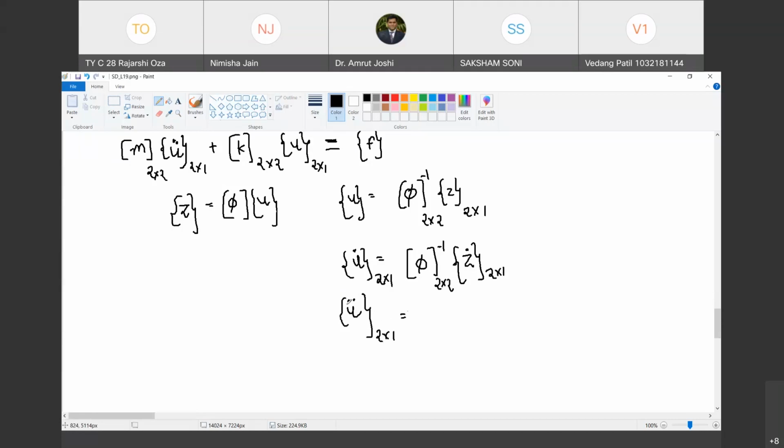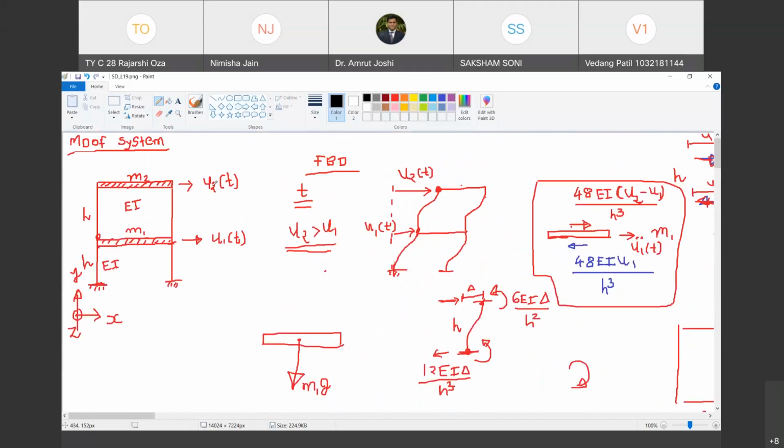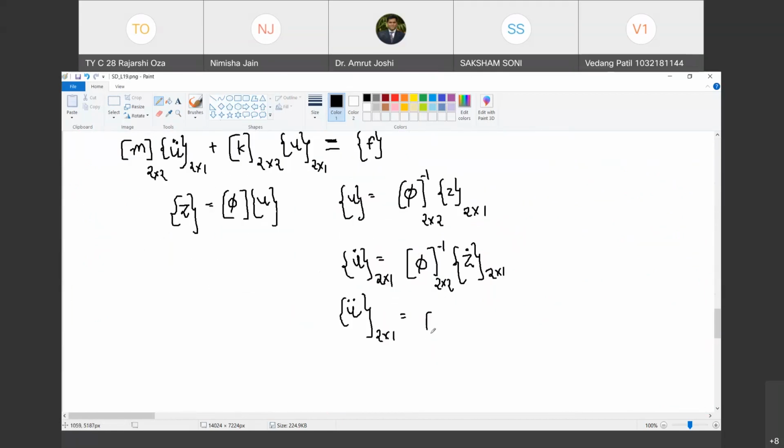It consists of two terms, u1 double dot and u2 double dot, which are x directional accelerations at 2 degrees of freedom, at first floor level and second floor level. Do you agree with me? This is equal to phi inverse. Don't get carried away by the mathematical complexity. We have to always correlate that with the physics of the problem. So u1 double dot and u2 double dot are accelerations at first floor and roof level. Do you agree with me?